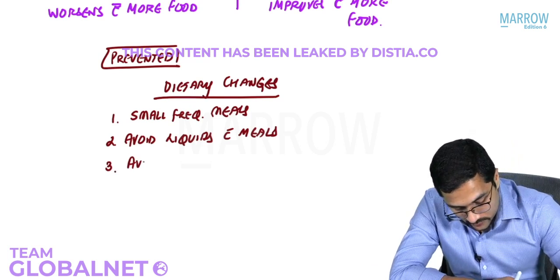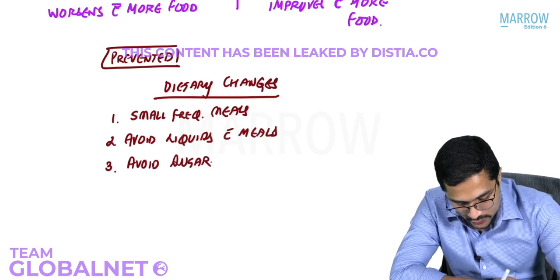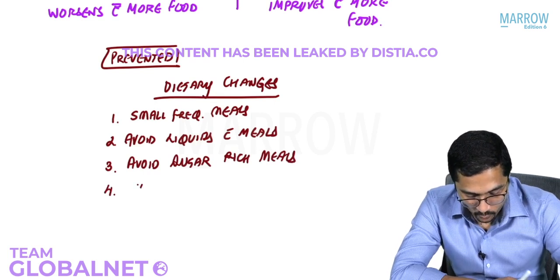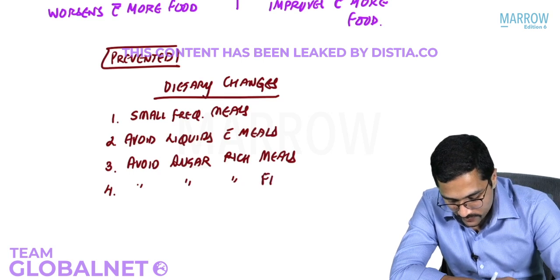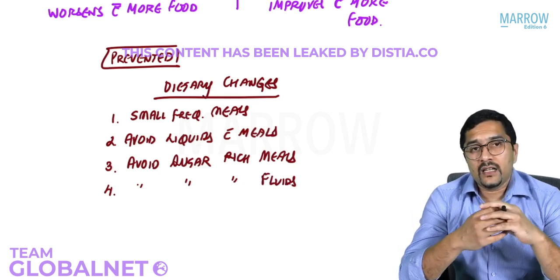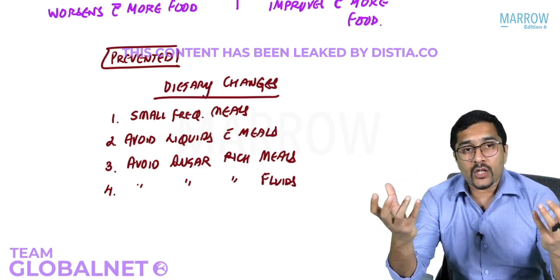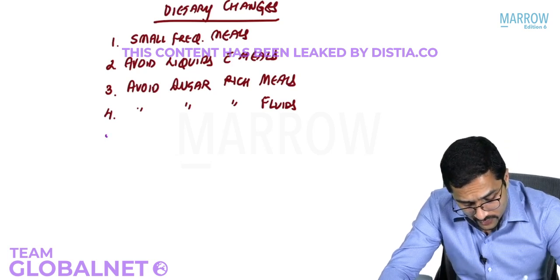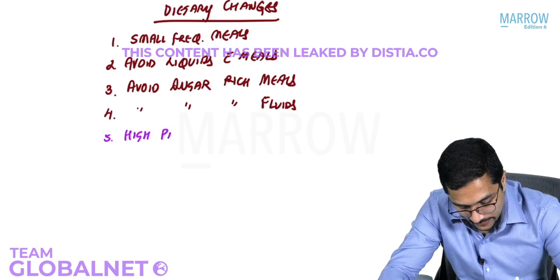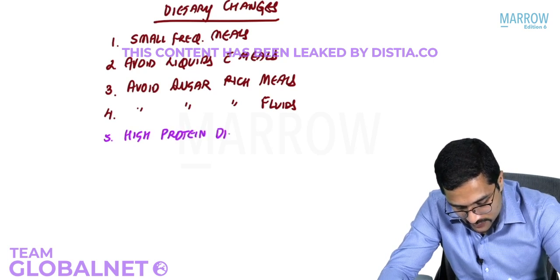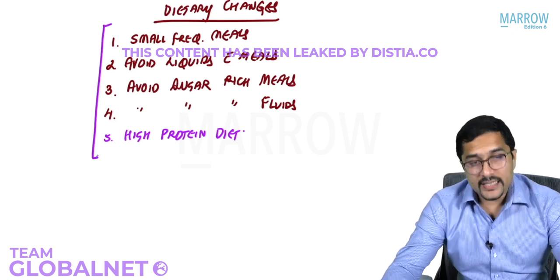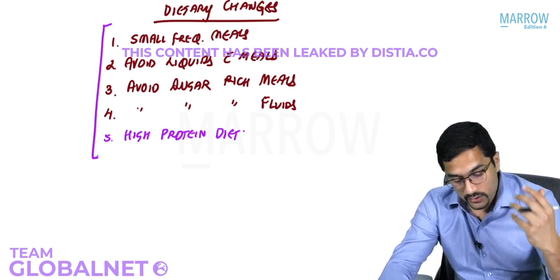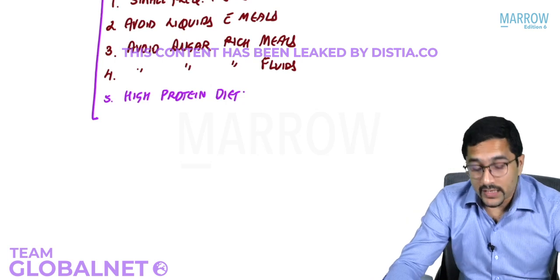They should avoid sugar-rich meals, which we've already discussed. That is going to worsen dumping. Avoid sugar-rich fluids, right? So Cokes and lemon water with a lot of sugar in it, milk with a lot of sugar in it, those things should be avoided. They should take a high-protein diet. So these are the dietary changes which one should be careful of in patients who've undergone gastric resections. These are the things which we tell to the patient.